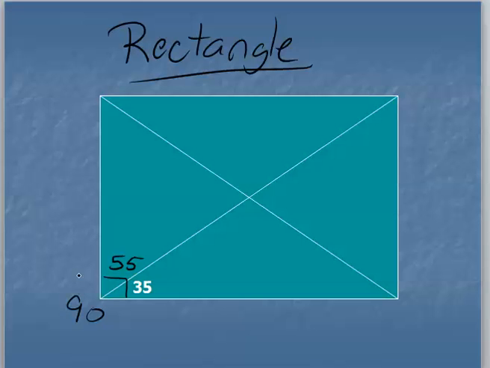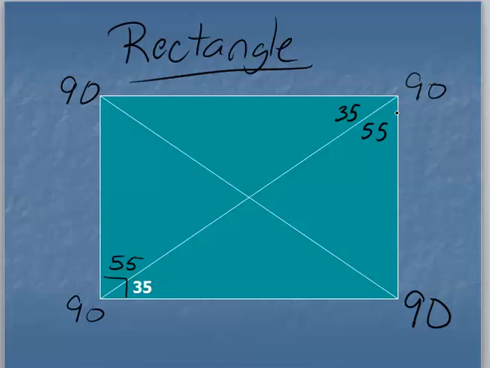I know opposite angles are congruent. This one's also 90, or we can just use the fact that we know a rectangle has four right angles. Then we're going to use that opposite sides are parallel. We could do our alternate interior angles. This 35 goes alternate to the other side. The 55 goes alternate to the other side.